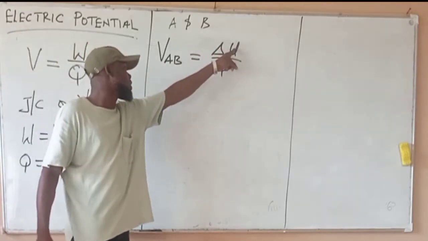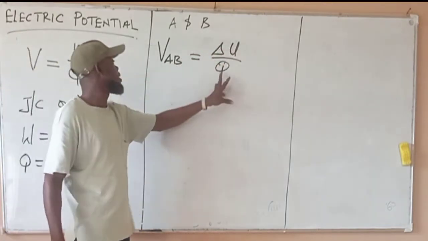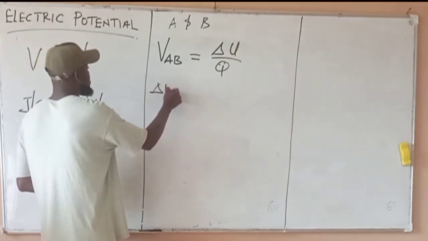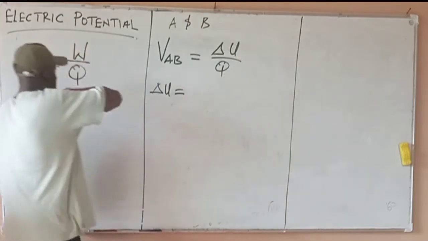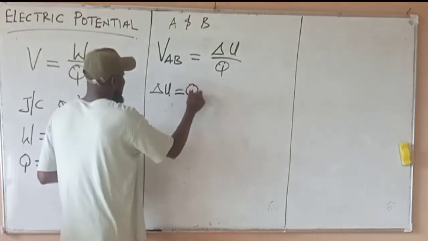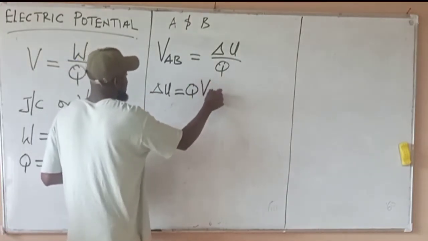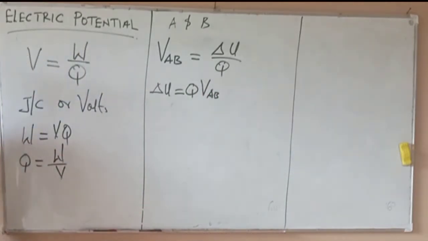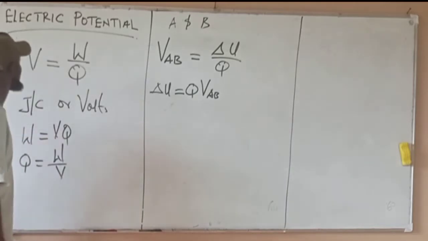Then U is change in potential energy, and Q is charge. Change in potential energy is also equal to charge times potential difference. Take note of that one. It's very, very important.